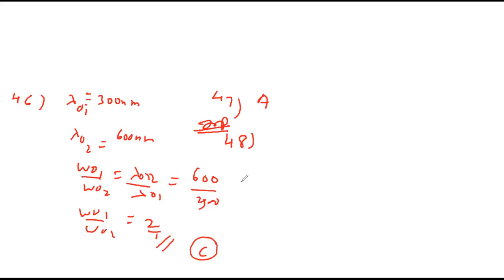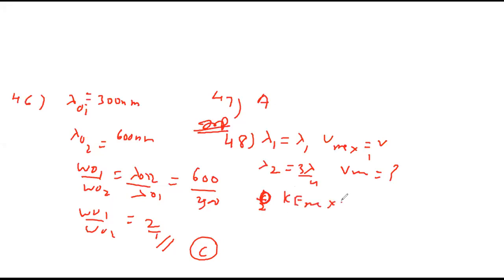In a photoemissive cell with exciting wavelength lambda, the fastest electron has velocity v. That means when wavelength incident is lambda, then v maximum is v. If it is changed to 3 lambda by 4, then the v maximum relation will be how much? The speed of fastest emitted electron will be how much?